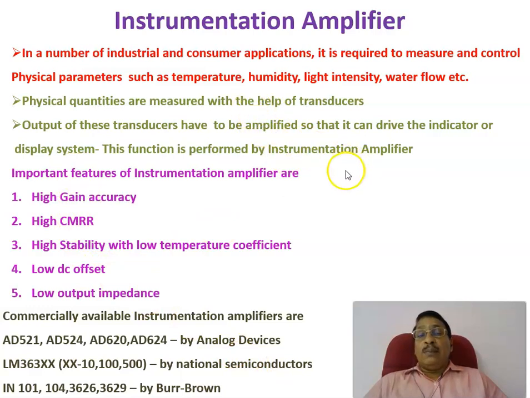Instrumentation amplifiers are used to amplify the electrical signal available at the output of the transducer, which measures a physical quantity like temperature, humidity, light intensity, water flow, etc.